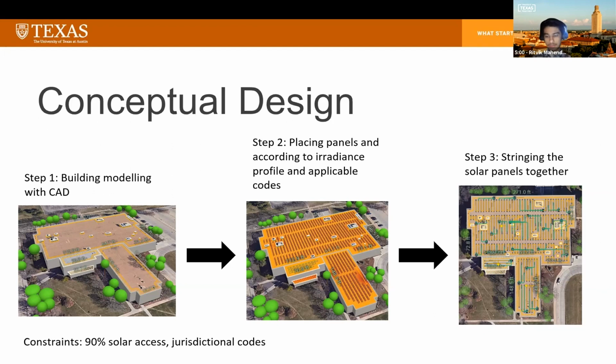And then for the final step of the process, we strung the solar panels together, and we looked at the energy offset and how much they would save in utility costs. Across the board, we were able to create an average energy offset of about 19% for each building, which we think would be really good in helping the university save money on their future utility bills.